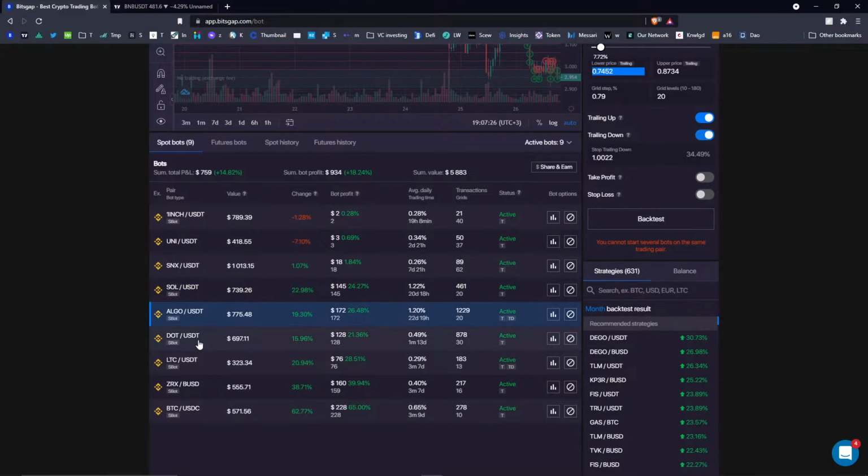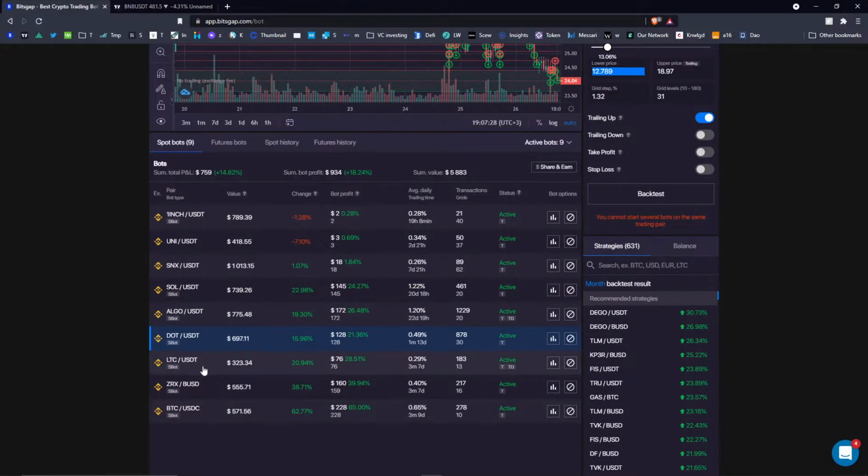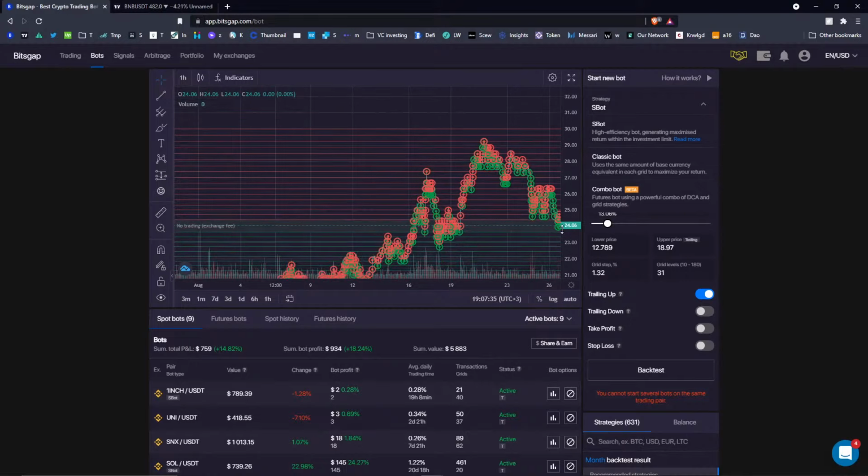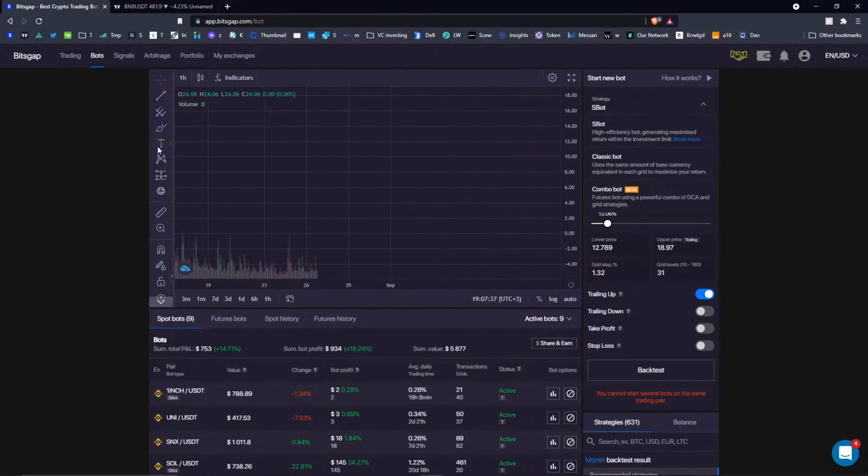For those of you who don't know, SBOT is the ultimate solution on Bitsgap if you want to achieve the highest return on a sideways market, which moves like that, or if the market is falling, but you anticipate the bounce off like this. This is when the SBOT strategy is the best one because of its investment distribution logic, okay?